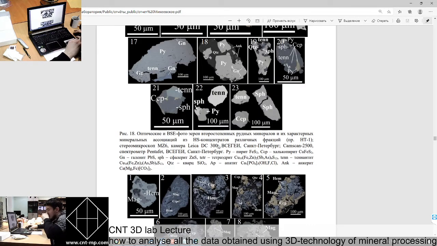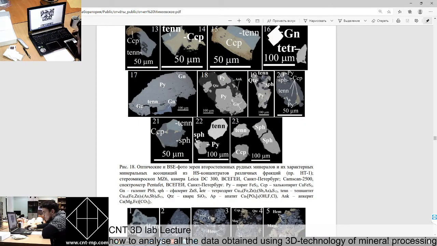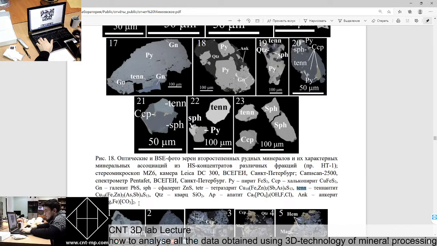Also, I have to mention that in the signature of each figure, we have to make a decryption of abbreviations we use, so not everyone knows what is TENN. That's why we put a special decryption in the signature of our figure. TEN, this is a tennantite actually, and its known formula is shown also there.